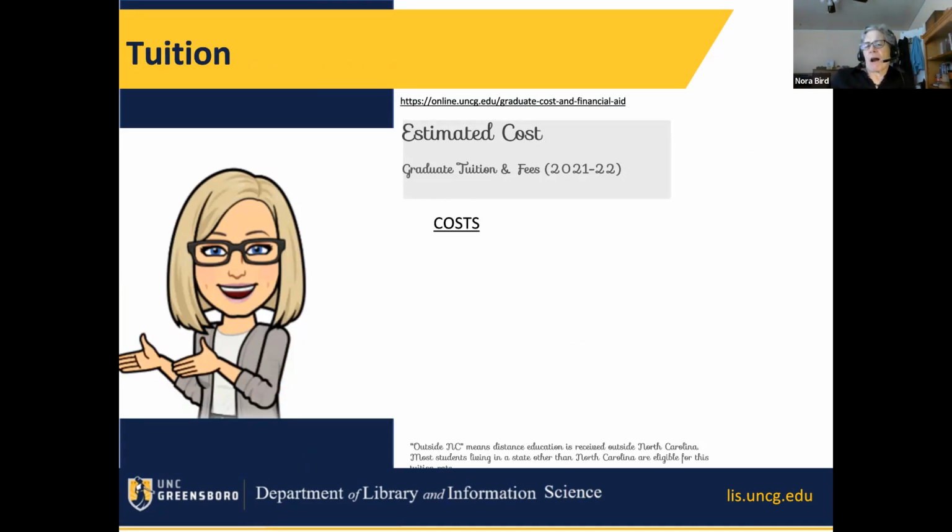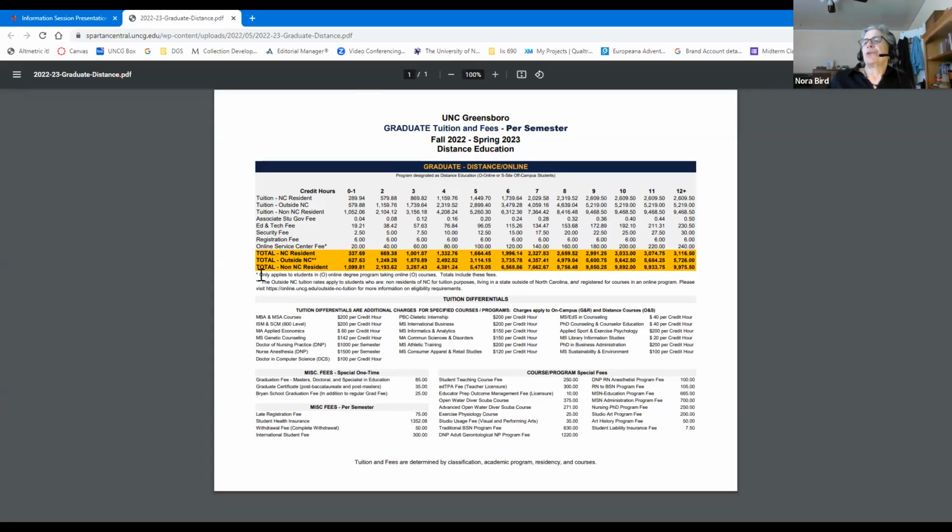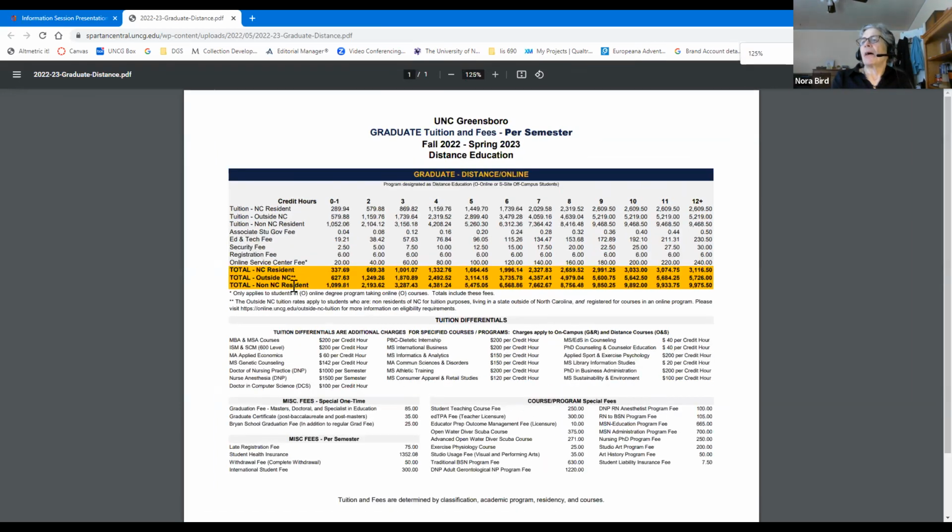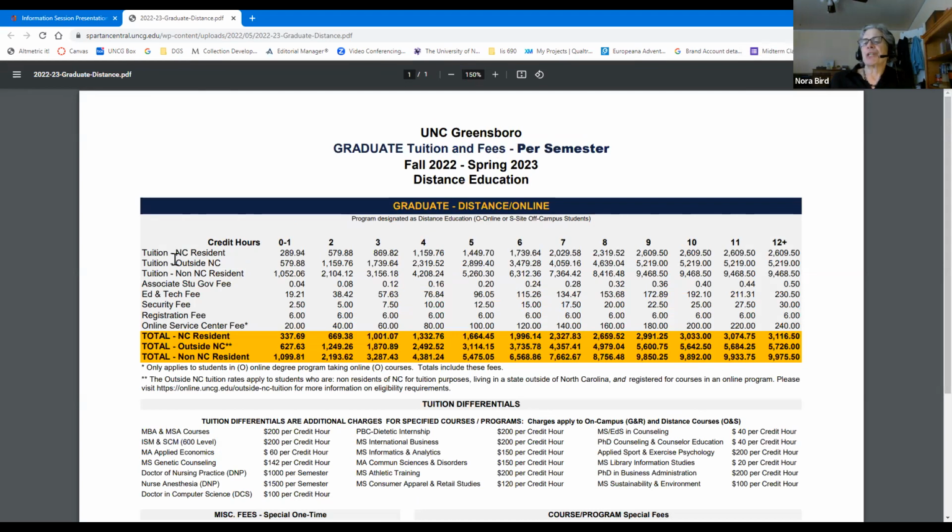So the other big question, of course, is cost, and costs change. This is a link to the current costs, and you can see the tuition for North Carolina residents is this very top line. If you are outside North Carolina, and taking the classes online, this would be your line, the second line down. And you can see as the credits go up, this is per credit hour. All of our courses are 3 credits. So this is a minimum cost per credit hour.